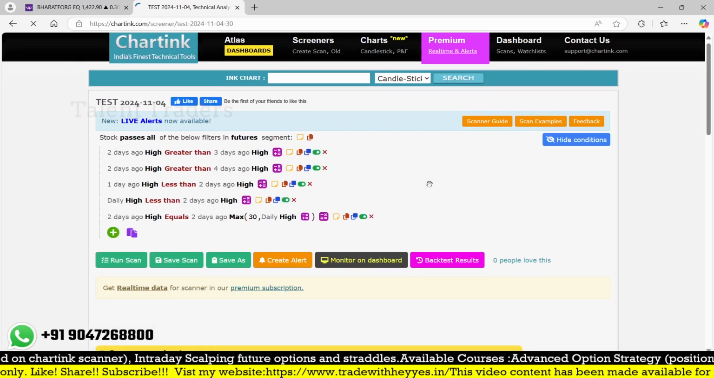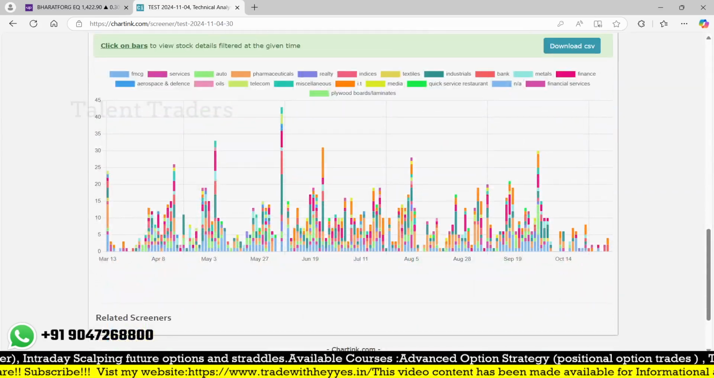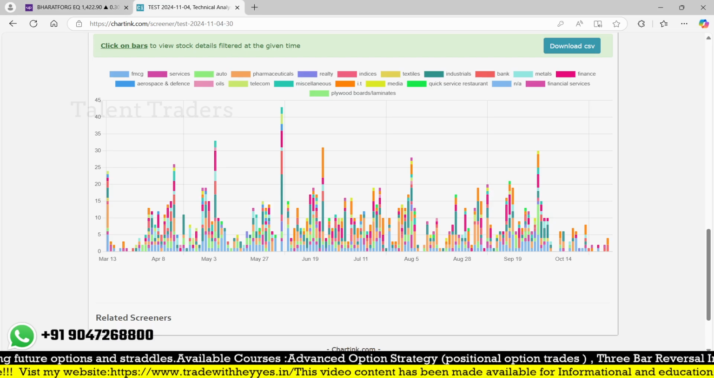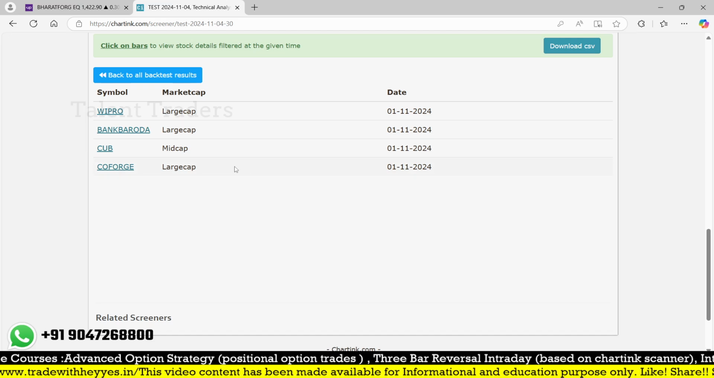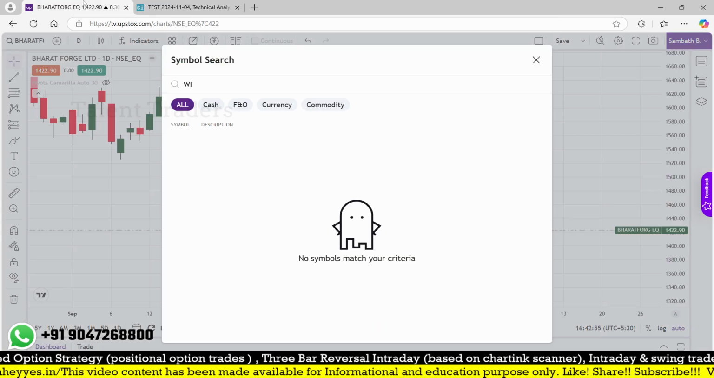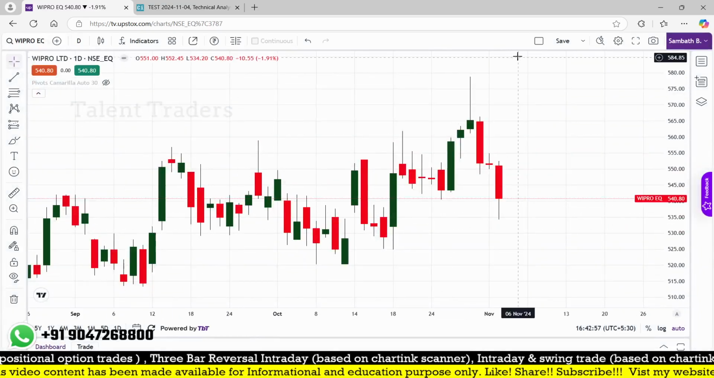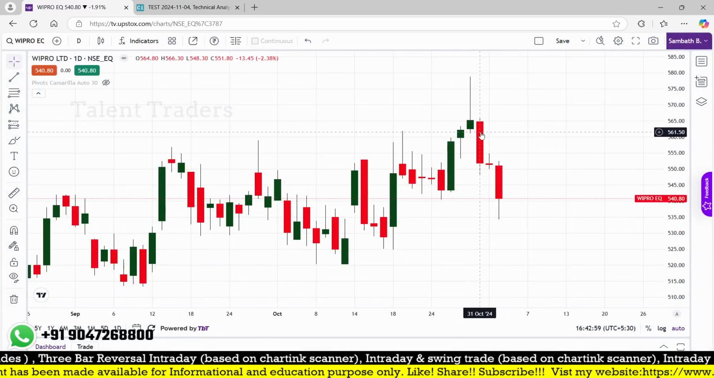So let me try for a backtest today. We have a lot of stocks. If you get a lot of stocks, we are not going to trade based on that. Let me check. This is the November 1st Wipro, Bank of Baroda. Let me go for Wipro. This is the exact pattern I'm looking for.